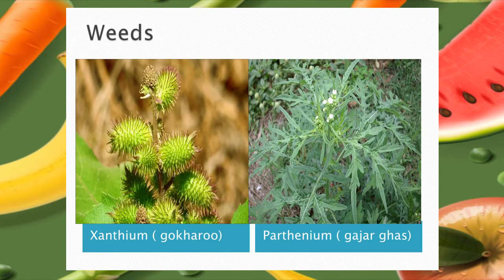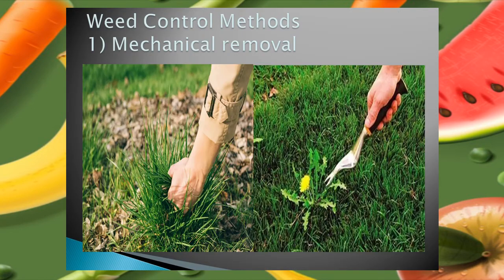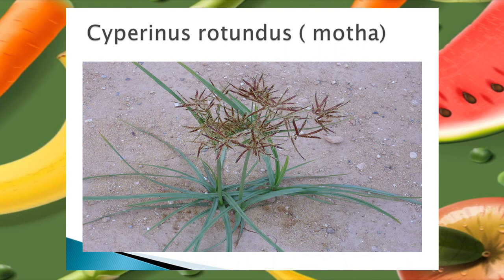Here you can see some of the examples of the weeds. First one, this is known as xanthium, or in local language it is known as gokhru. This is known as parthenium or gajar ghas. Then one more example of weeds is Cyperus rotundus, that is motha.